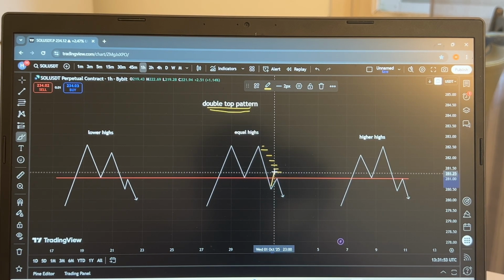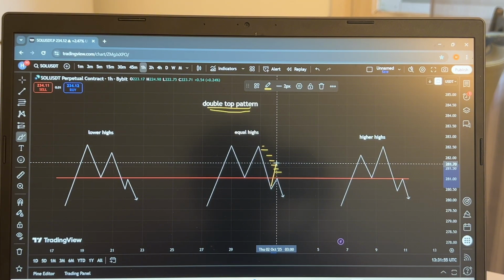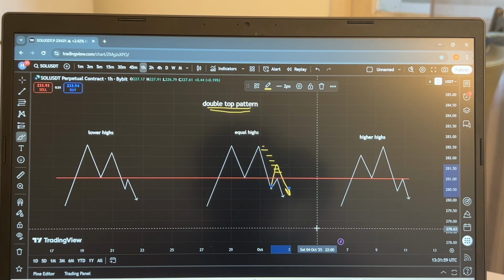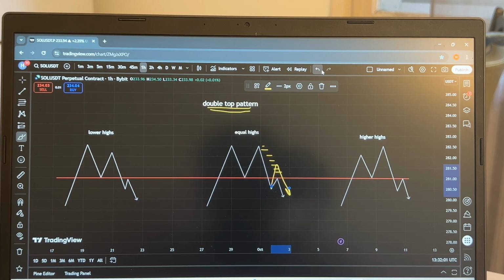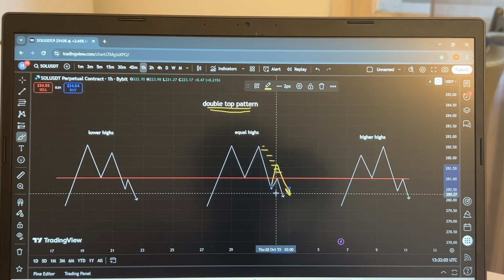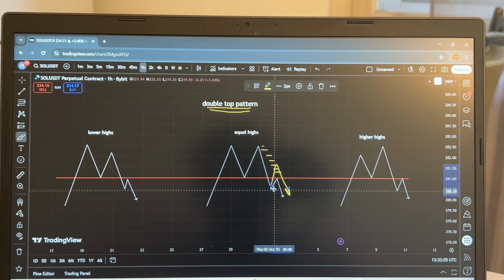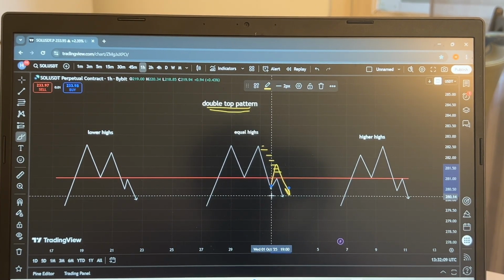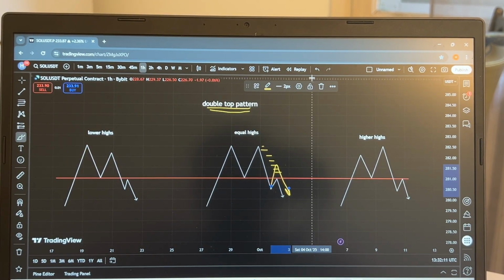So it just goes up a bit, hunts their stop losses, and then continues on its path. Okay, so always keep that in mind. It might not be a clean retest. It might be a clean retest. Always wait for your confirmation. Now I will show you how to get that confirmation.